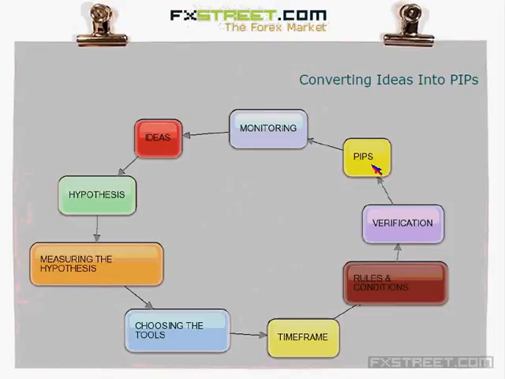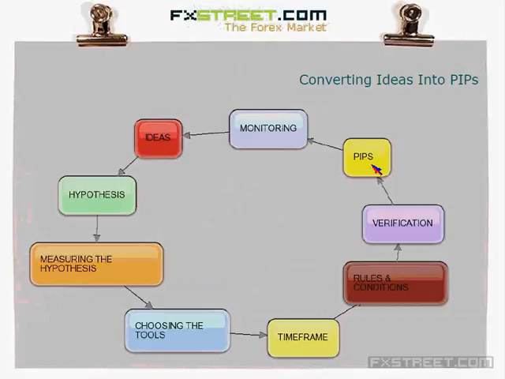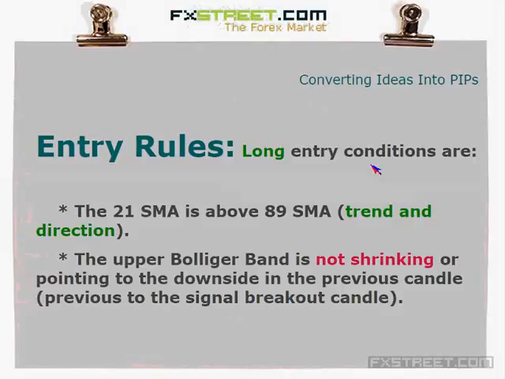Did I jump one? Let me see. These were the slides where we were at the entry rules: market conditions for entry and confirmation signal. Then we had the cycle. Now we are at the rules and conditions. We move on to the verification, and these are the first rules and filters for the entry. So the long entry conditions are: the 21 SMA is above the 89 SMA. We have that indication for developing trend and direction, something very basic. The faster moving average is above the slower one. This indicates an uptrend. And the upper Bollinger Band is not shrinking or pointing to the downside in the previous candle, previous to the signal breakout candle.